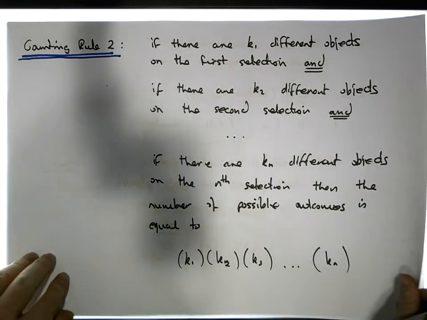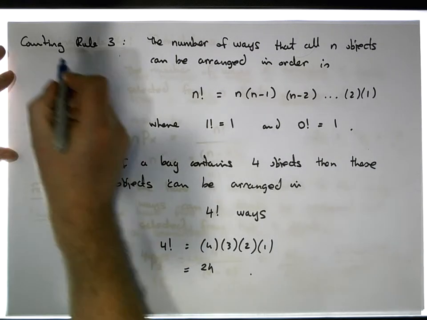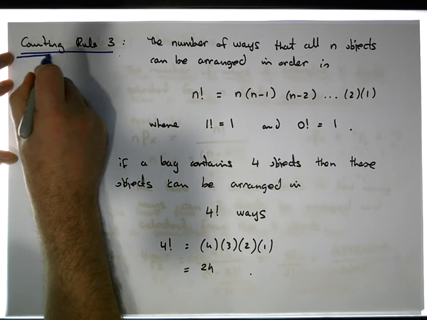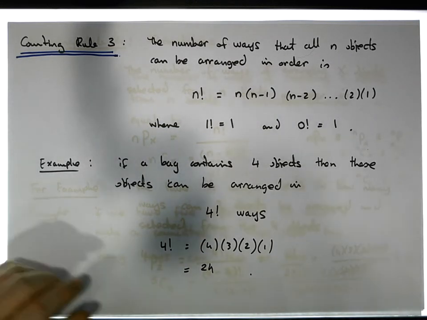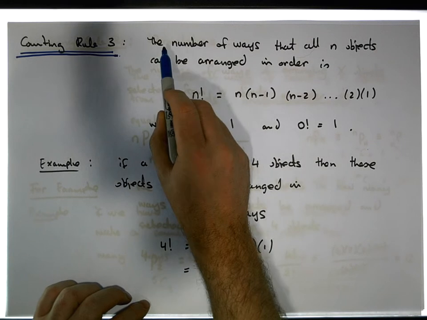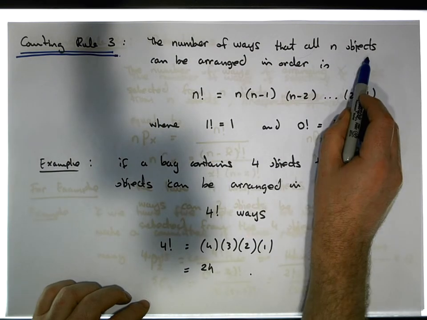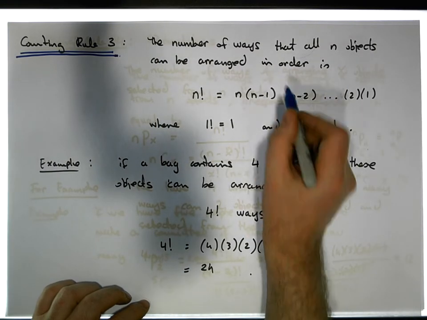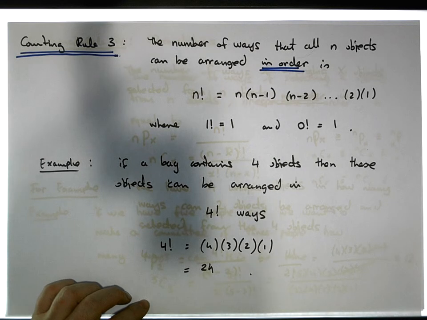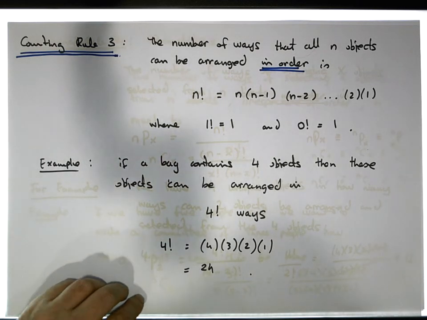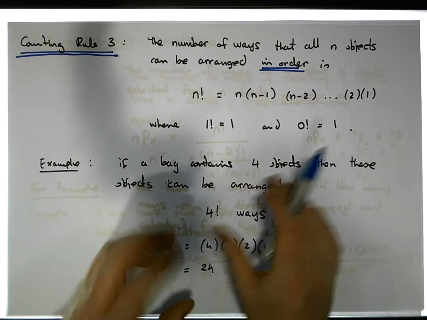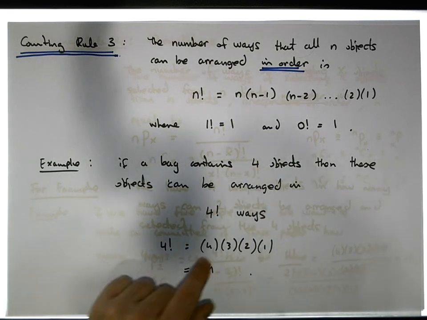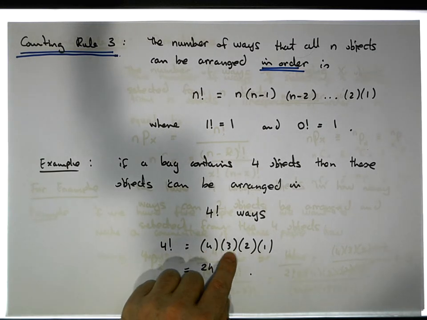Then we have counting rule number 3, which is our factorial notation coming into play. It's the total number of ways of permuting n objects. This is our permutation. The number of ways that all n objects can be arranged in order, so the order does matter, is n factorial. So if you have 4 objects, then the total number of ways that you could arrange them is 4 factorial. You have 4 choices for the first position, 3 for the second, 2 for the third, and 1 for the last position.